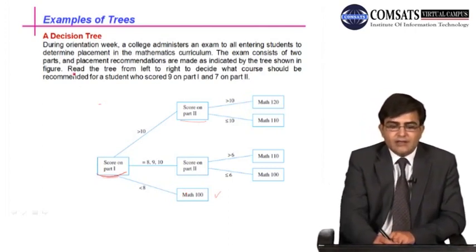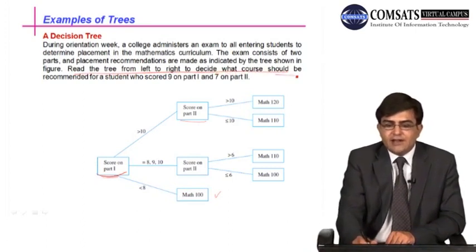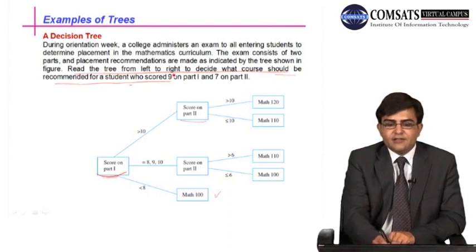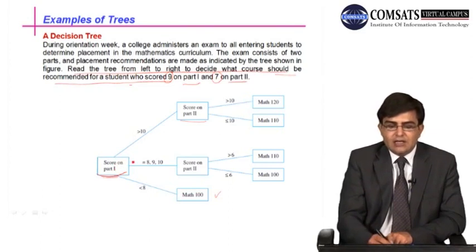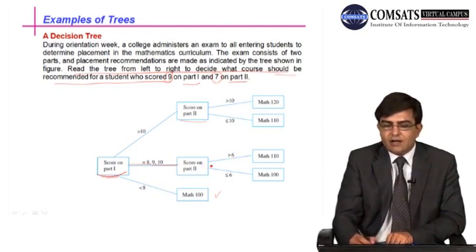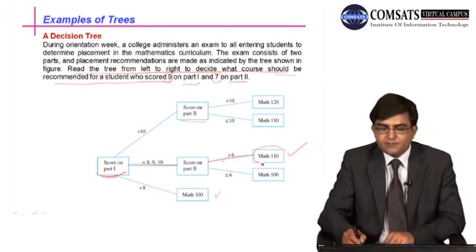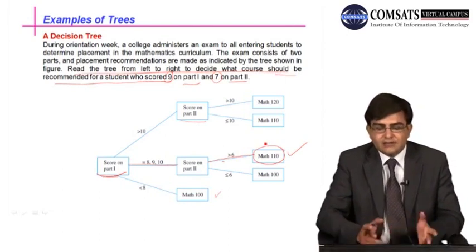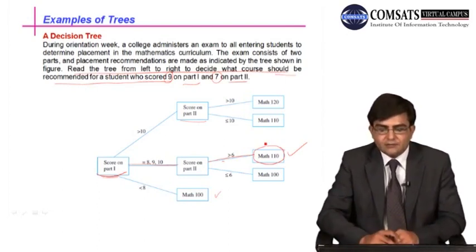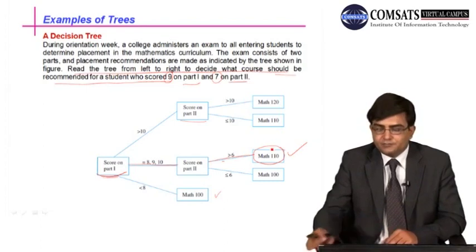Now by seeing this tree from left to right, we have to decide what course should be recommended for a student who scored 9 on part 1 and 7 on part 2. He got 9 marks, so he will come here, and in the second part he obtained 7 marks, which is greater than 6, so he'll come here and opt for this course in the third semester. Such types of applications we can solve by using trees.